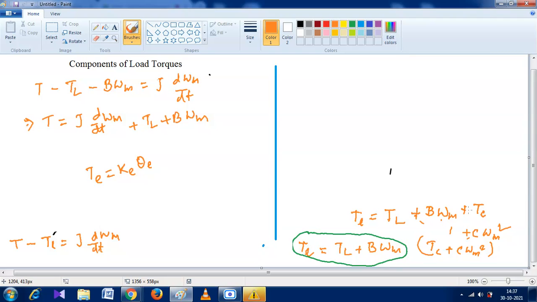And if we resolve the friction torque, how many components are there due to the friction? There are three parts. One is called viscous friction, which is proportional to the speed, and another is called Coulomb friction, which is independent of speed.